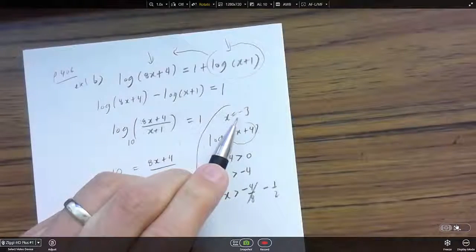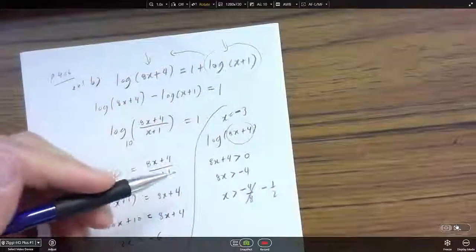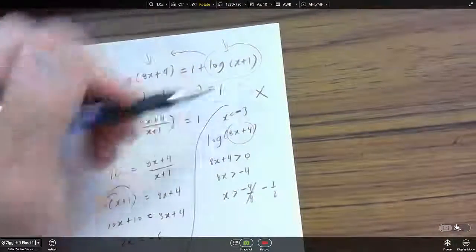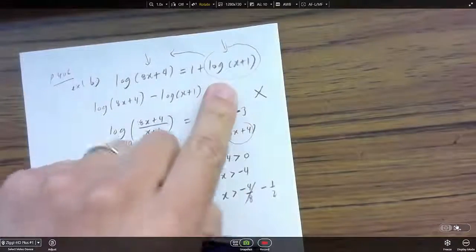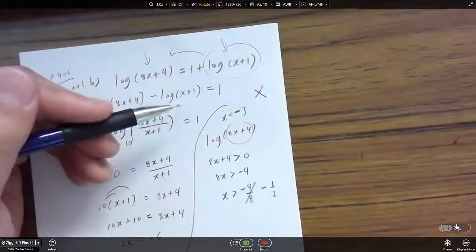Is negative 3 greater than negative 1/2? No, it's not. It's less. So we have to reject this answer immediately. So therefore, this answer must be rejected even without looking at this one here. So the answer is no solution.